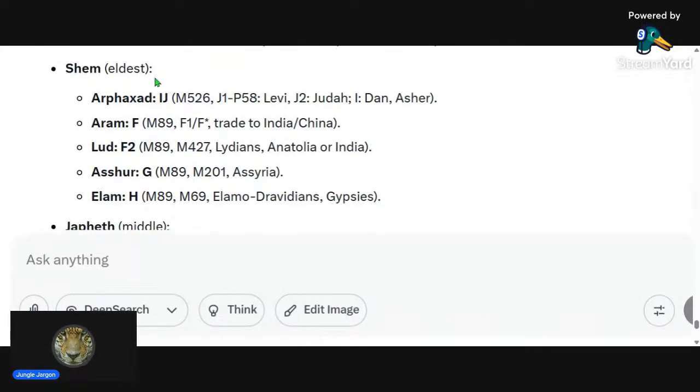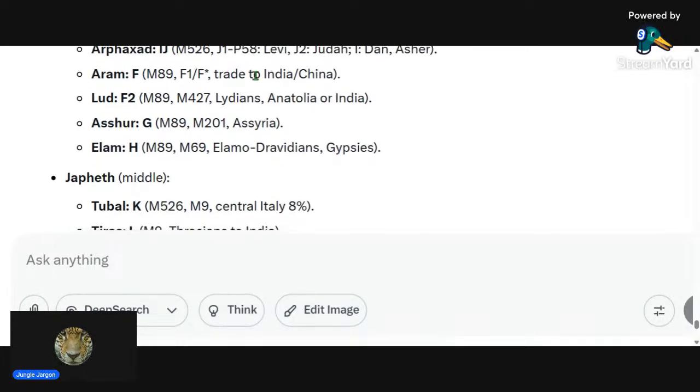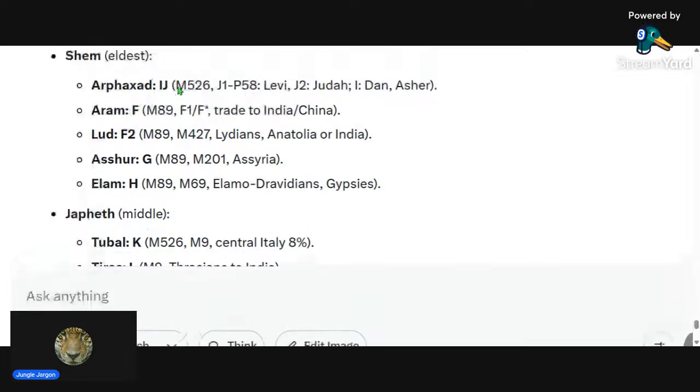We have the IJ marker, M256. The modal haplotype is P58, J1 P58. J2 is Judah, I is Dan and Asher, all with this marker. So Aram has this marker, M89. Lud has M89 plus a division of M427. So Lydians of Anatolia that went to India.